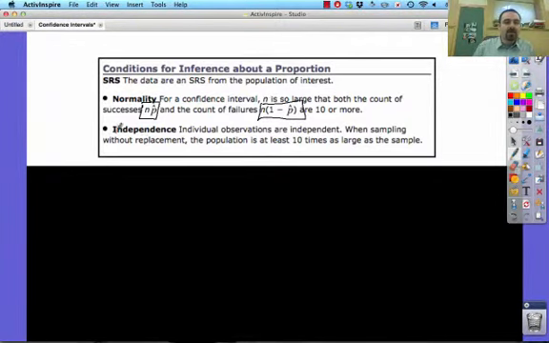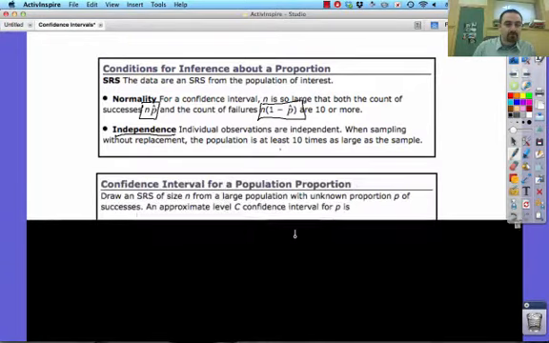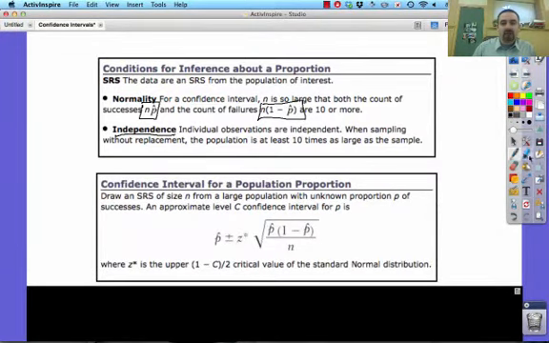Independence. We need independence. So we need to know that the population is more than 10 times the sample size. So when sampling without replacement, as we're doing here, the population needs to be big compared to the sample size. And here's our formula, which is what we just had.